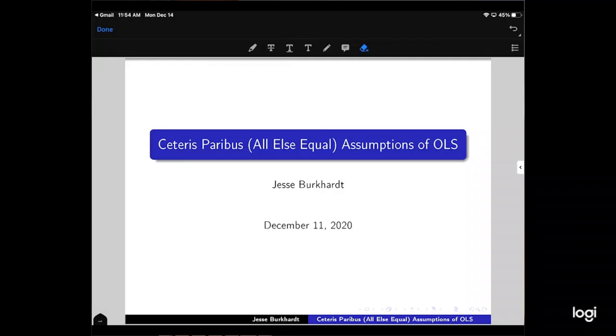We've introduced ordinary least squares, the regression. We've also looked at some examples and we've calculated the regression line by hand. Now let's talk about the assumptions required to estimate a plausible regression line.